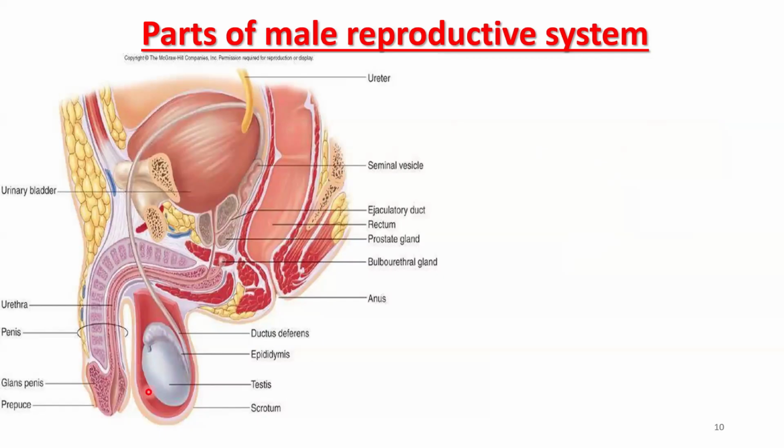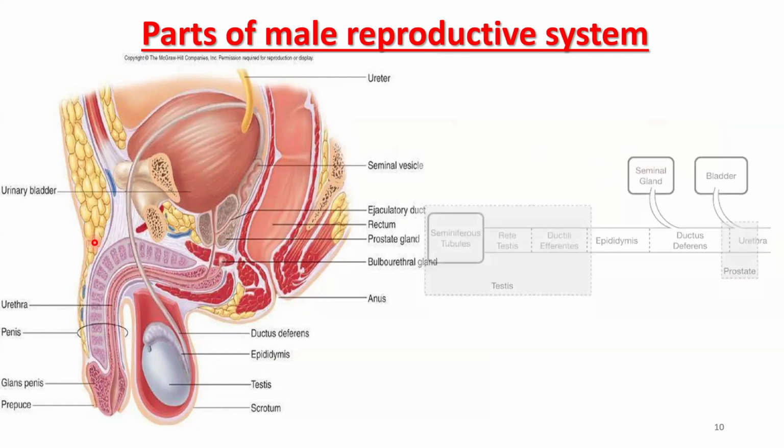Maybe just to recap, the testes covered by the scrotum, the epididymis, the ductus deferens or the vas deferens. Appreciate these are the seminal vesicles here, which join the vas deferens to form the ejaculatory duct entering the urethra. At this point, these are the prostate glands. Then you can find the urethra there. This is the penis, of course.